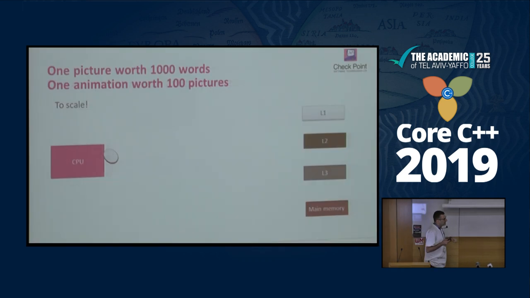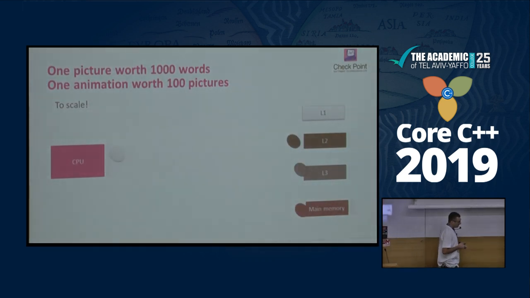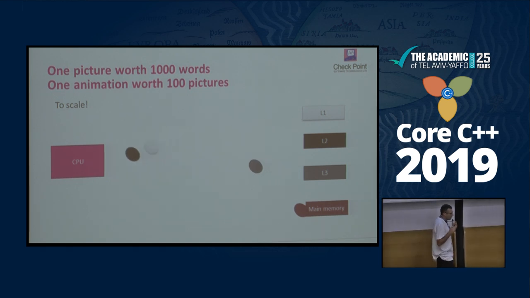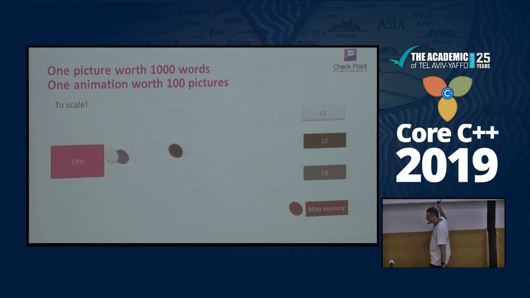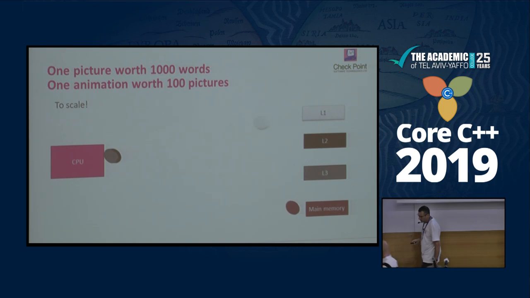But I said that the memory is very, very slow, and I gave you some numbers, but I don't think that you can really comprehend by numbers just how slow it is. So this one is to scale. This is just how slow fetching memory from main memory is.